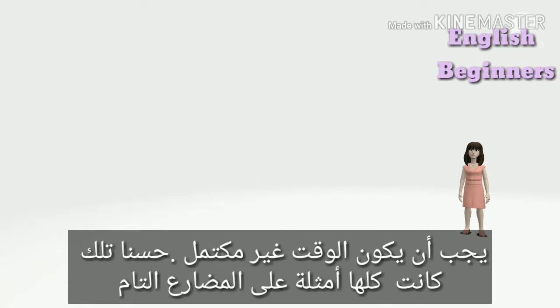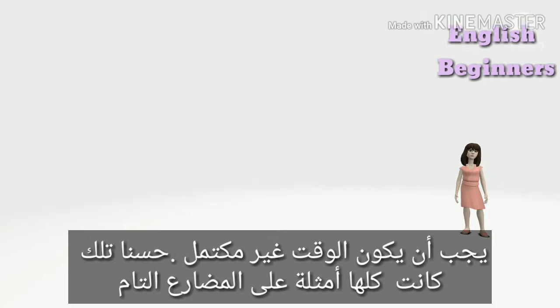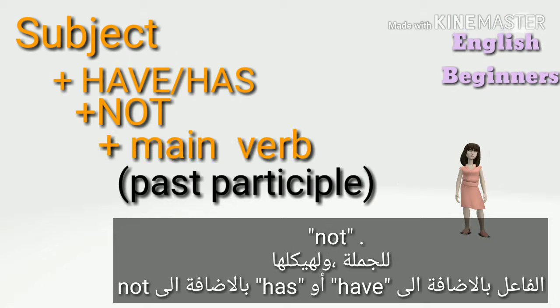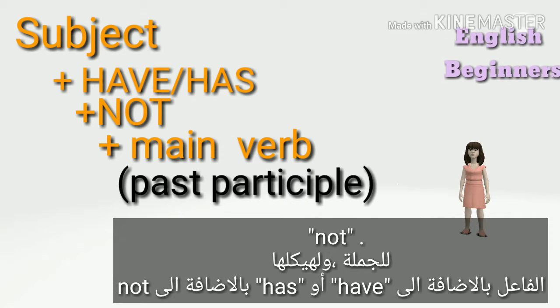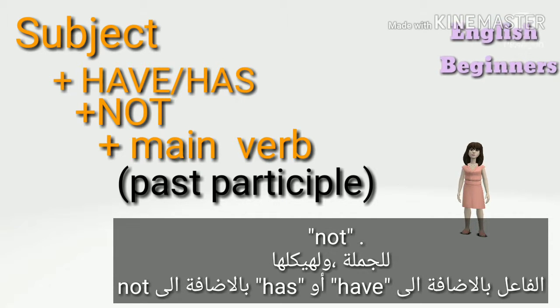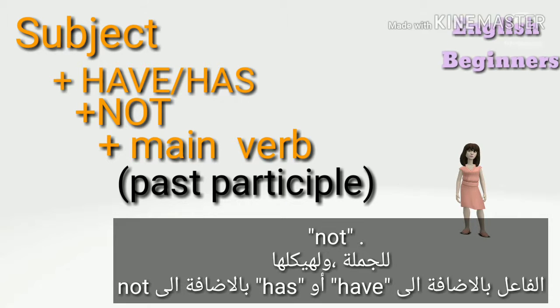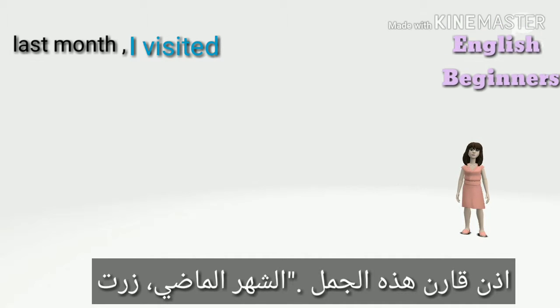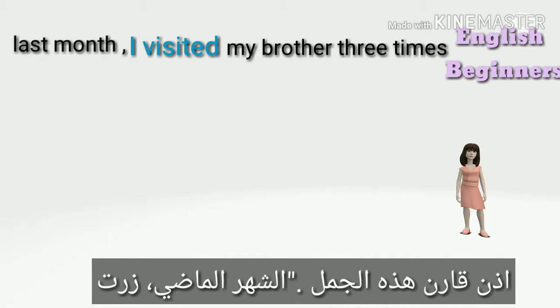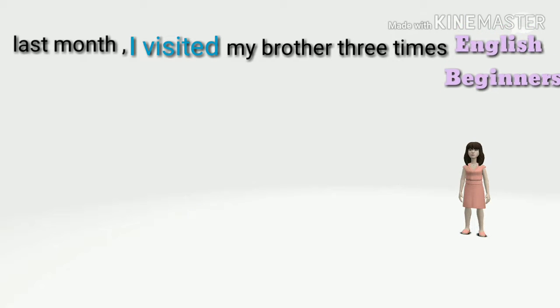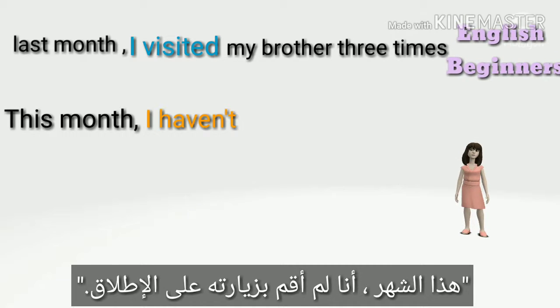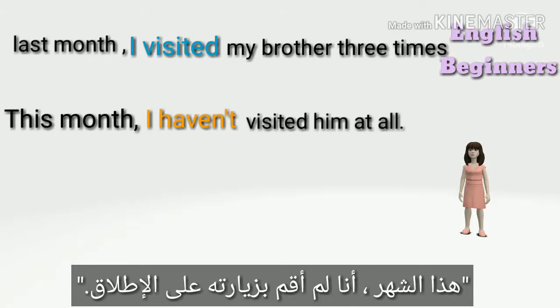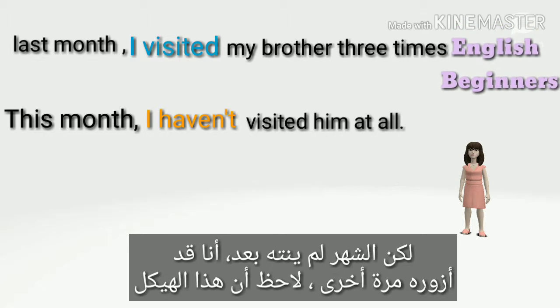Okay, so those were all examples of the present perfect in positive sentences. But what about negative forms? Of course, we need to add not to our sentence, to our structure. Subject plus have or has plus not, and then our past participle verb. So compare these sentences. Last month, I visited my brother 3 times. This month, I haven't visited him at all. But the month isn't over yet.